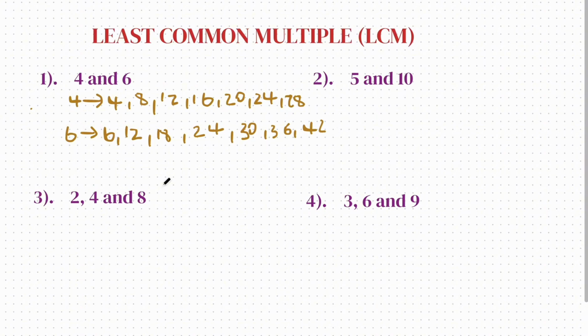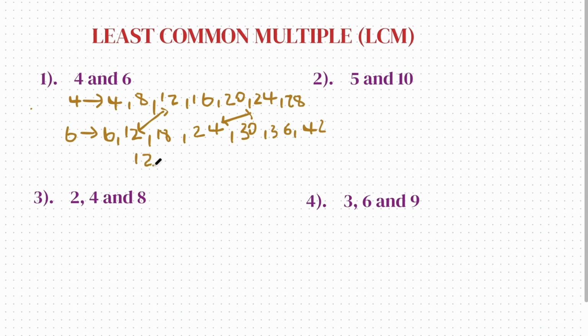So remember, we should find the first common or same value among the numbers. So the first common or same value among 4 and 6, that would be 12. There is another common or same value, so there's 24, but remember, with LCM we find what? The first common or same value. So the LCM of 4 and 6 would be 12.